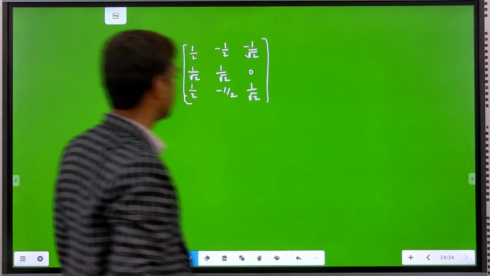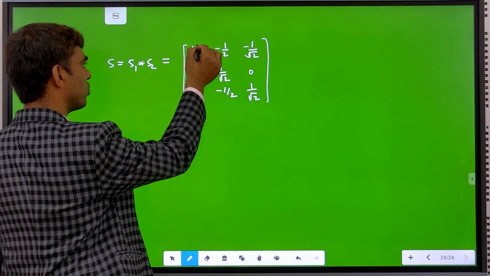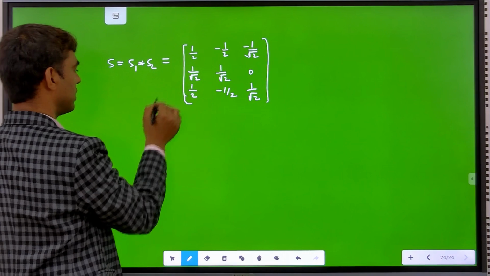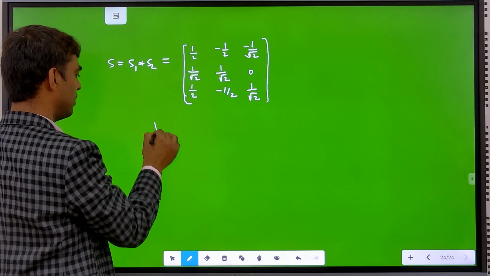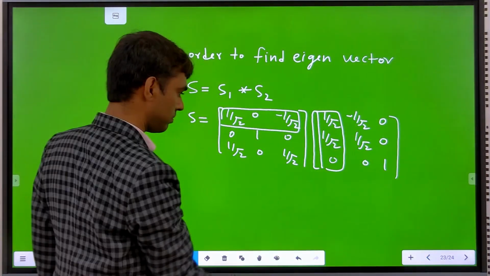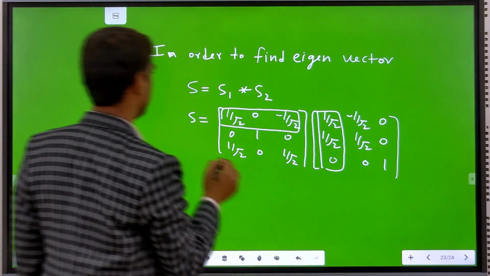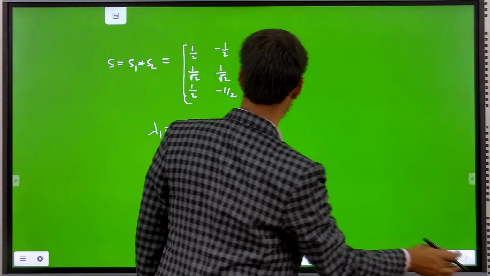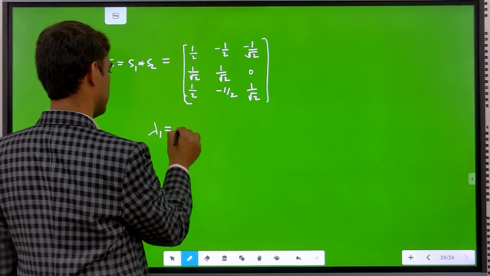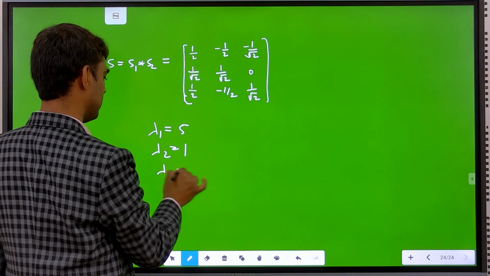So after finding the multiplication, this vector corresponds to the first column. If you write, lambda 1 is a what? Lambda 1 is 5, lambda 2 is 1 and lambda 3 is minus 1.